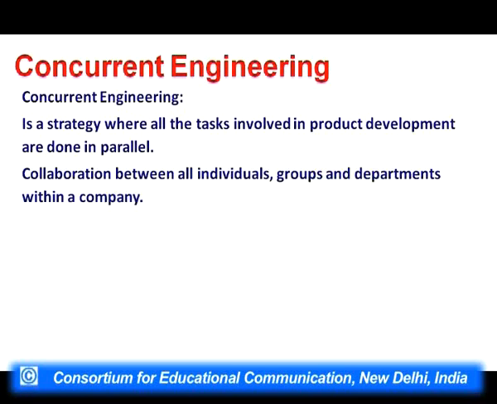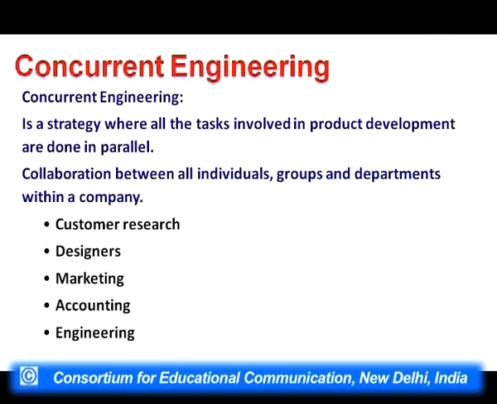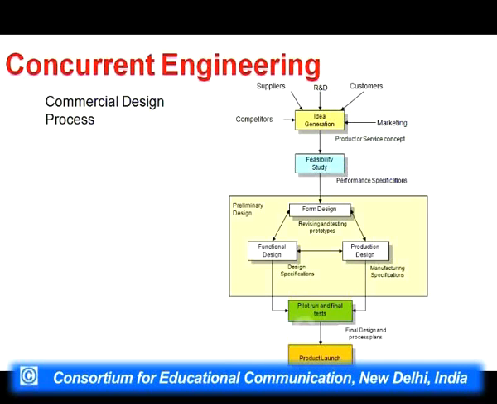There is collaboration between all individuals, groups and departments within a company, and the departments which are to function together are customer research, designers, marketing, accounting, engineering. All these departments work together parallelly, simultaneously to develop the product. And this process is shown in this diagram.